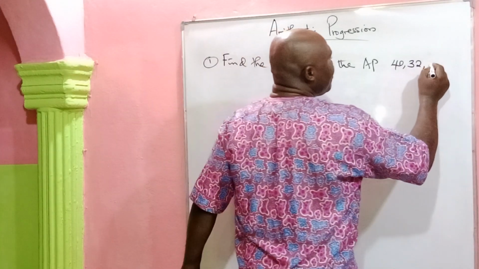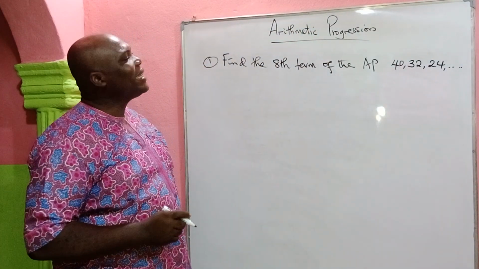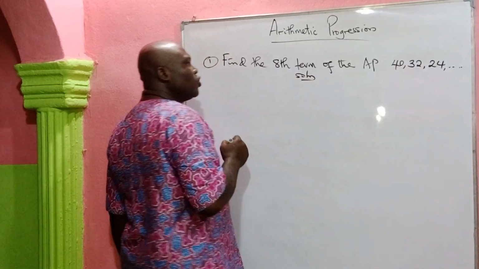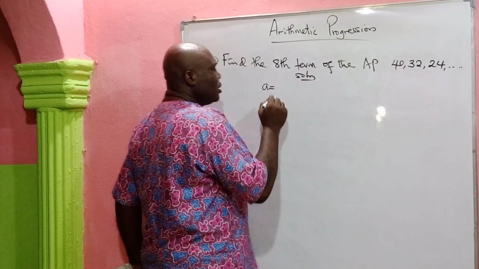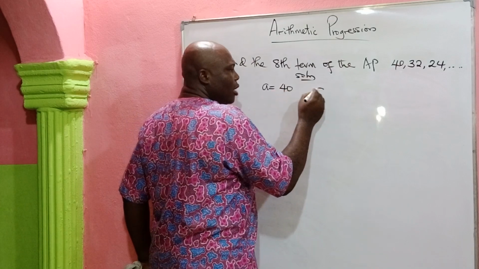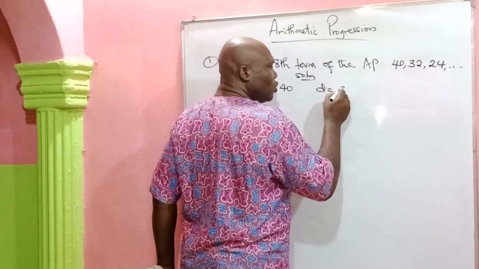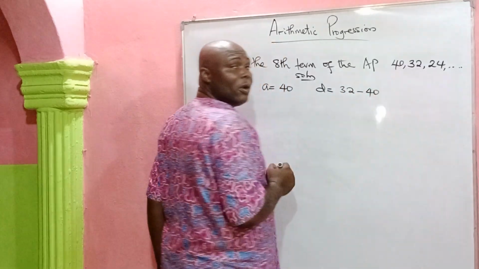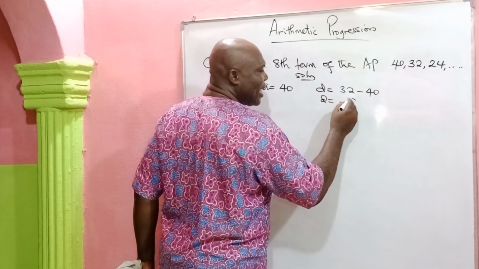And then 24. All right, so they say we should find the 8th term of the AP series. Solution. First and foremost, we need to get the first term, A. Our first term, A, is 40. And we need the common difference. The common difference is for you to take the second term, which is 32 as usual, minus the first term, which is 40, just the same way we did before. So our difference now will be 32 minus 40, which is negative 8.